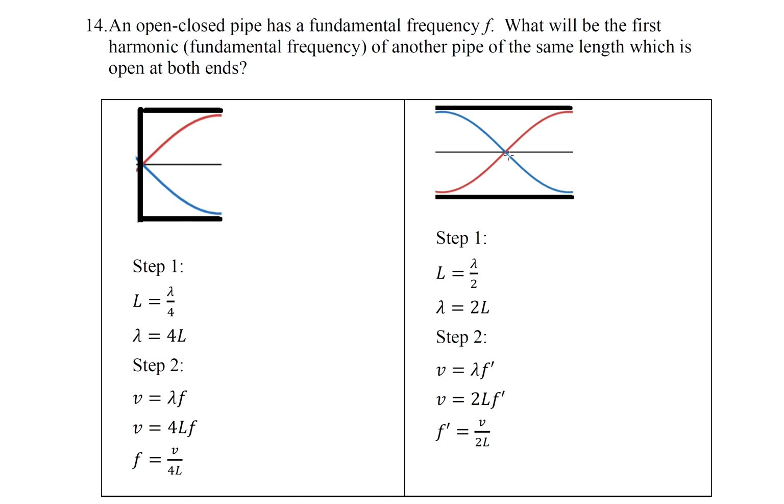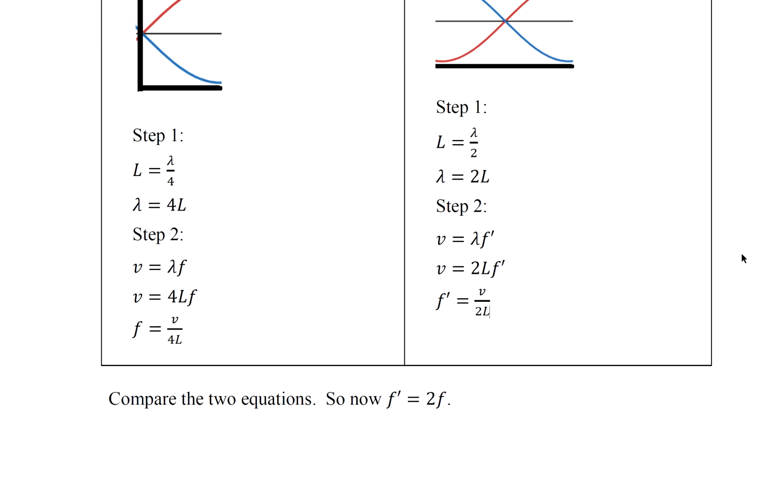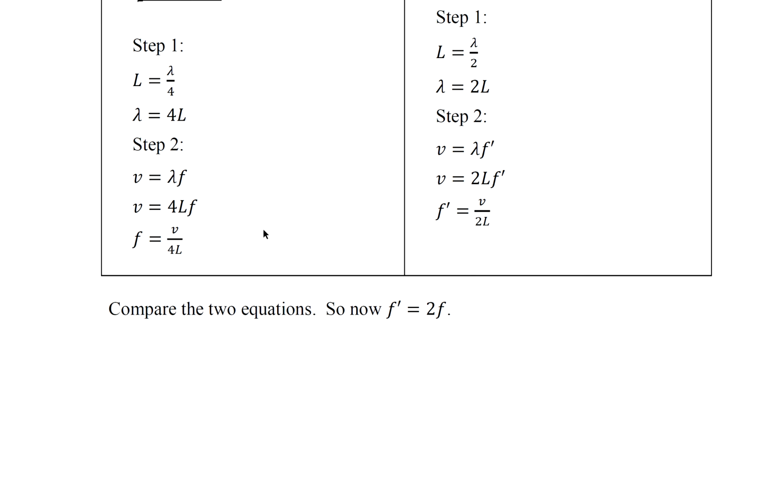Now look at the image on the right side. Now this is open at both ends. Step 1, find lambda. Step 2, find f prime. f prime is not the derivative of f. So now compare the two. We know f prime is equal to 2f.